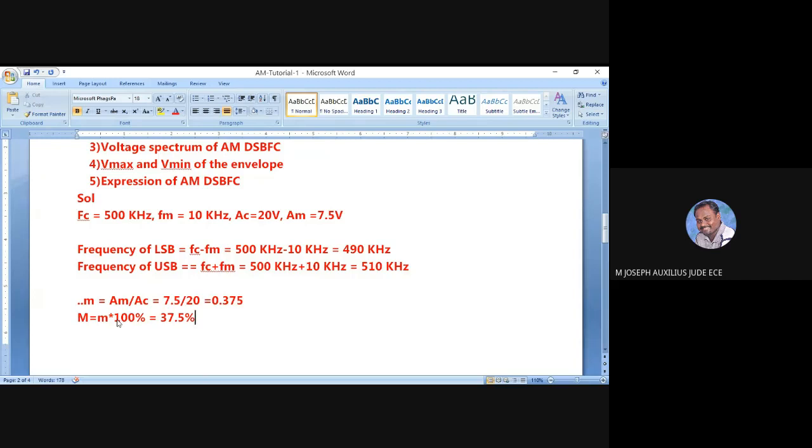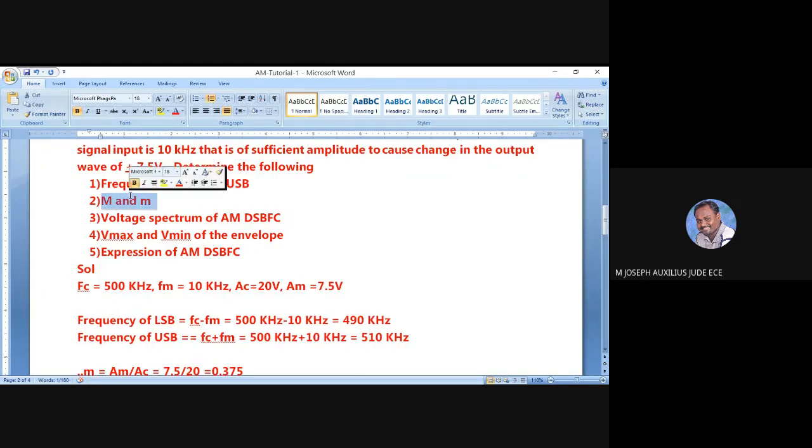It is less than 100%. So automatically, what kind of modulation is this? Over modulation is above 100%. So this is under modulation. We are expecting 100% modulation, but actually modulation is happening only at 37.5%. So this is the solution for the second one.